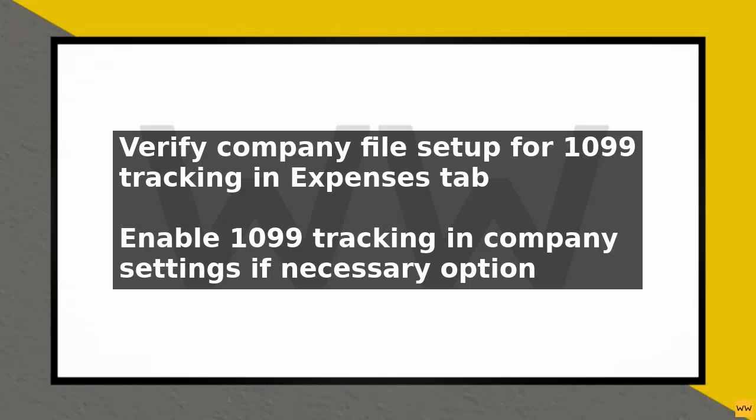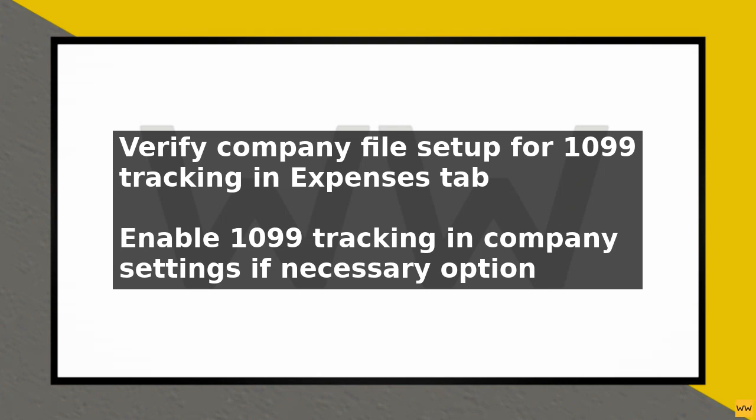To process a 1099 in QuickBooks Online, start by ensuring you have the necessary information and setup in place. First, verify that your company file is set up for 1099 tracking, which can be done by going to the Expenses tab and selecting Vendors. Then click on the Prepare 1099s button. If you do not see this button, you may need to enable 1099 tracking in your company settings.